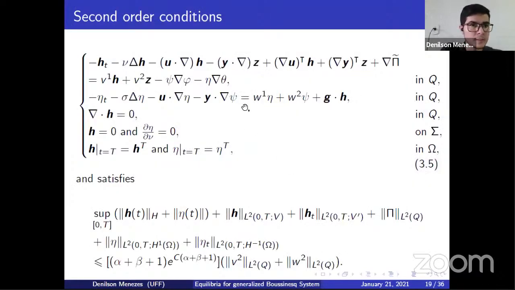Before I continue, I present this other system that is exactly the derivative of our adjoint system. It has a weak solution that belongs to this space. It satisfies this inequality, where observe that these constants don't depend on alpha and beta.